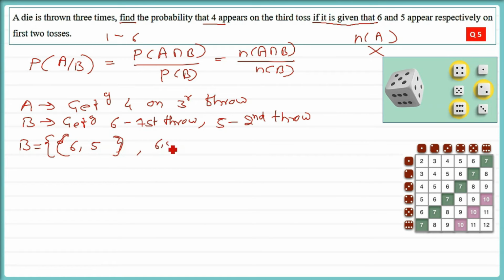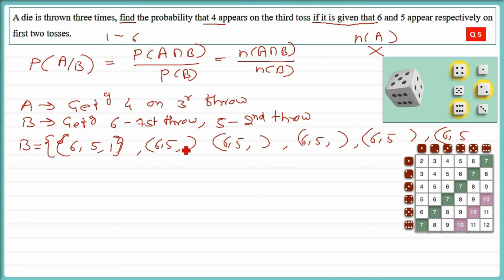So I'm writing 6, 5 six times. You know why? Because every die can give us a number from 1 to 6, but the 2 are fixed here, 6 and 5. So 6, 5, I'm writing 6 times now. So 6, 5 again, but the third toss or third die can give you 1 to 6. That's why I'm writing 1, 2, 3, 4, 5 and 6 here. So the B set is fixed now. Let's make A now. Getting 4 on the third throw. Now here the last one is fixed.